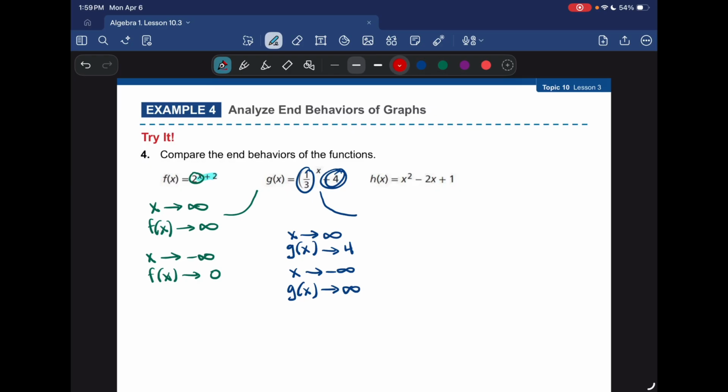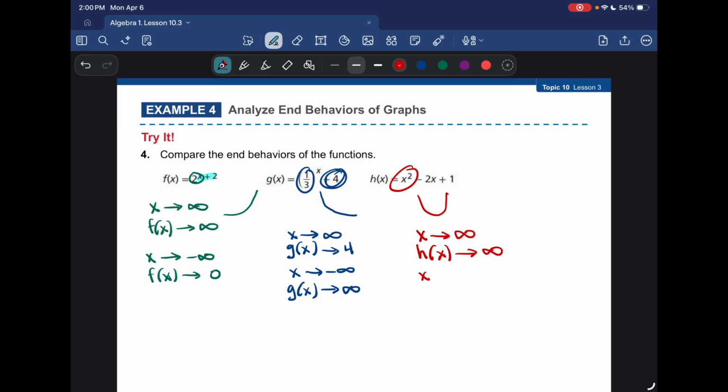All right, the last one I'm going to do in red, h of x. We have a quadratic function, okay? So we know quadratics will be a parabola. My quadratic term is positive, so it will be an upward-facing parabola. So as x is approaching positive infinity, as I move to the right, h of x is going to approach positive infinity as well. It's going to be always increasing.